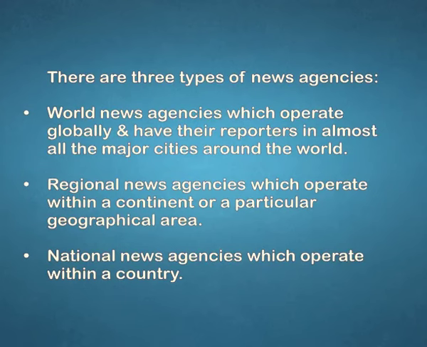There are three types of news agencies. World news agencies, which operate globally and have their reporters in almost all the major cities around the world. Regional news agencies, which operate within a continent or a particular geographical area. National news agencies, which operate within a country. A reporter working for a global or regional news agency has to focus on stories which are likely to be of interest beyond the country in which the event is occurring. Agency reporters need to be doubly sure before writing because if there is any mistake, it will appear in hundreds of newspapers.